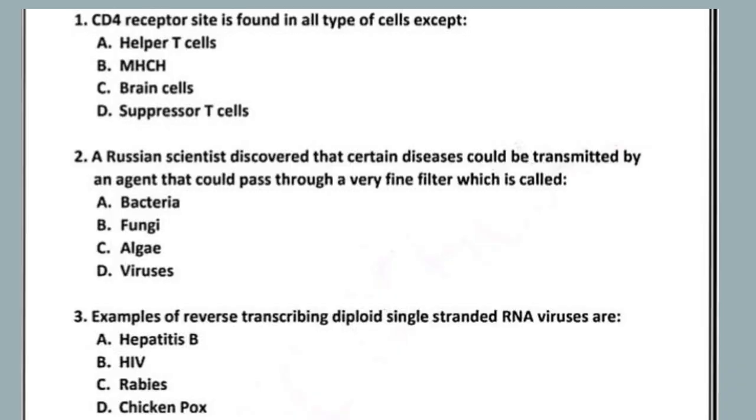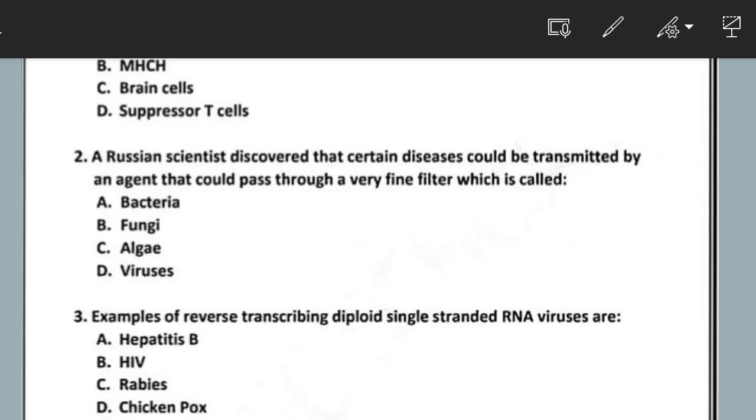Question number 1 of the biology portion is: CD4 receptor site is found in all types of cells except option A, the helper T cells, option B, the MHC, option C, the brain cells, and option D, the suppressor T cells. The CD4 receptor sites are present in the cells of the immune system, and here the odd one out is option C, brain cells, because brain cells are devoid of CD4 receptor sites. So the correct option will be option C.